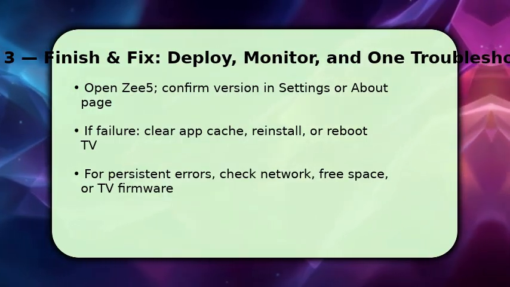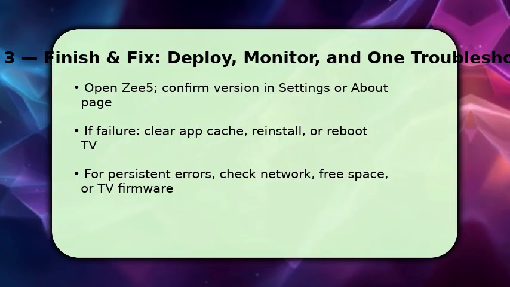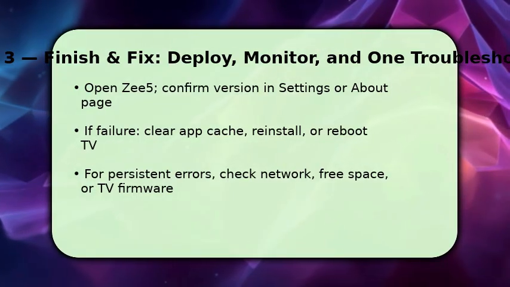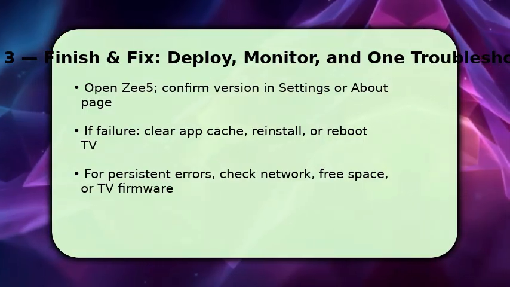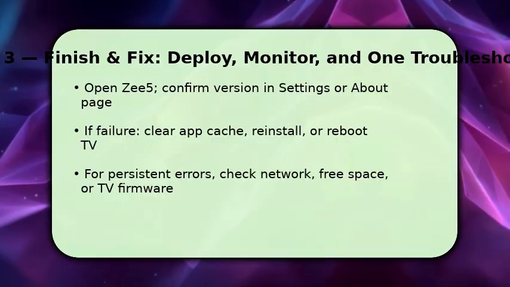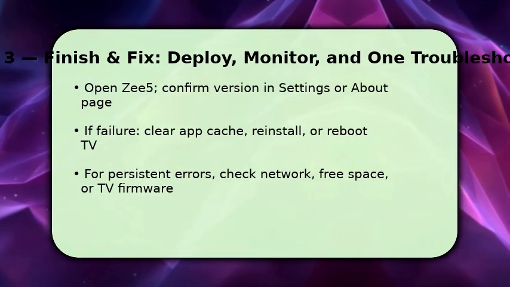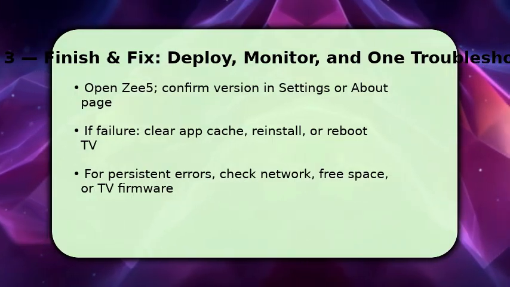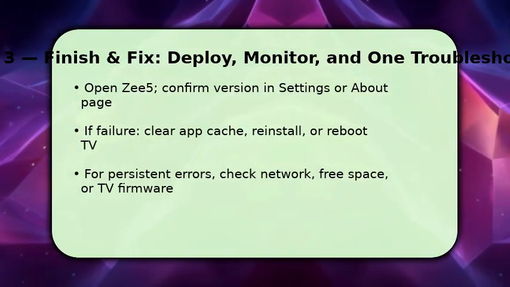If the app fails to launch or crashes, first clear cache and data, then try reinstalling Zee5. This fixes corrupted files. Make sure the TV has enough free storage and that firmware is current. Outdated system software can block app updates. If problems persist, reboot the router and TV. Then repeat the install. Most issues resolve after these steps.